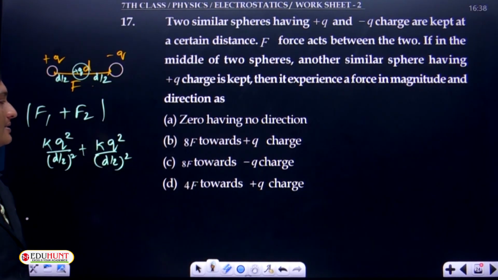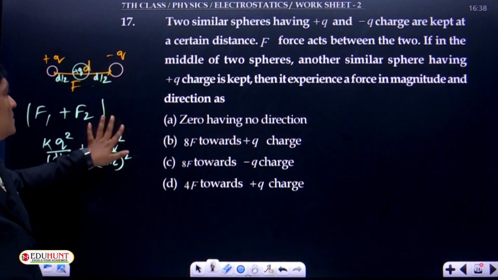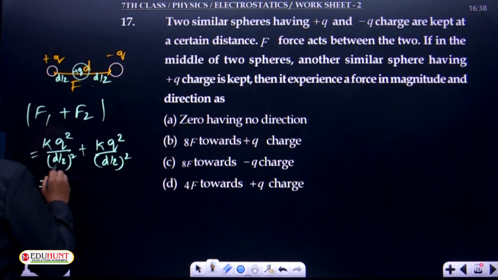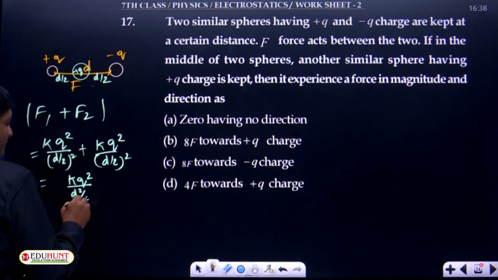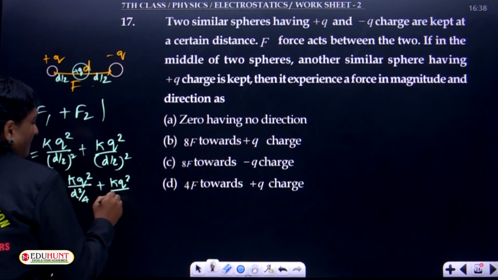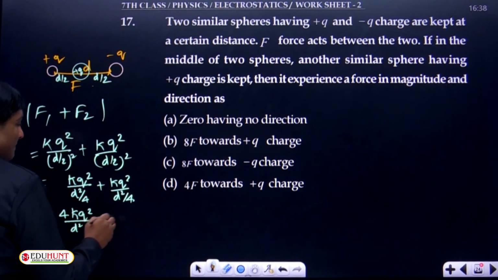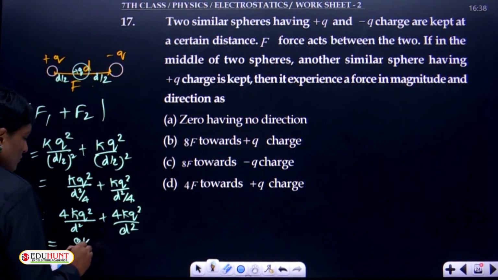Regarding direction, we shall discuss later. We only consider the magnitudes, only charges, how much value, Q square, Q square. So this net force will be equal to KQ square by D square by 4 plus KQ square by D square by 4, and this 4 will come up, meaning 4 times KQ square by D square plus again 4 KQ square by D square, and the total magnitude is found to be 8 times KQ square by D square.